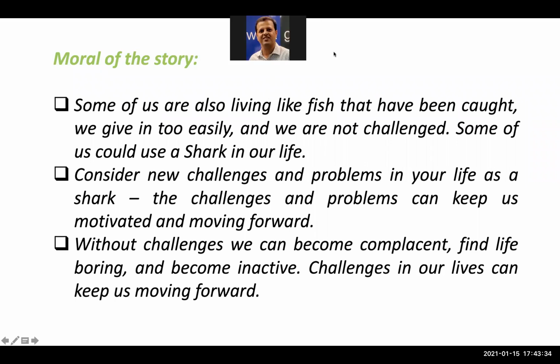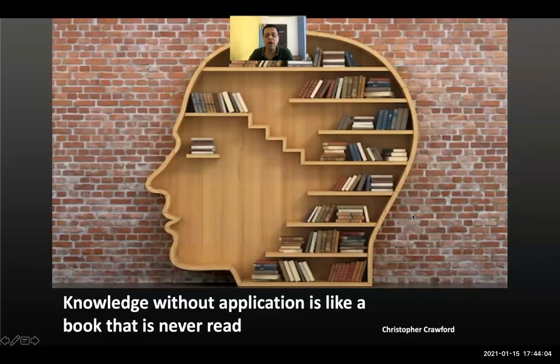So, friends, don't get worried about problems. There is a solution there. The thing is, you need to figure it out. All problems are solvable. But the most important thing is you make an attempt with the right mindset and with the kind of skills that you have, critical thinking and creative thinking. I think you can solve a problem, right? So most of the problems are solvable at our end. So knowledge without application is like a book that is never read.